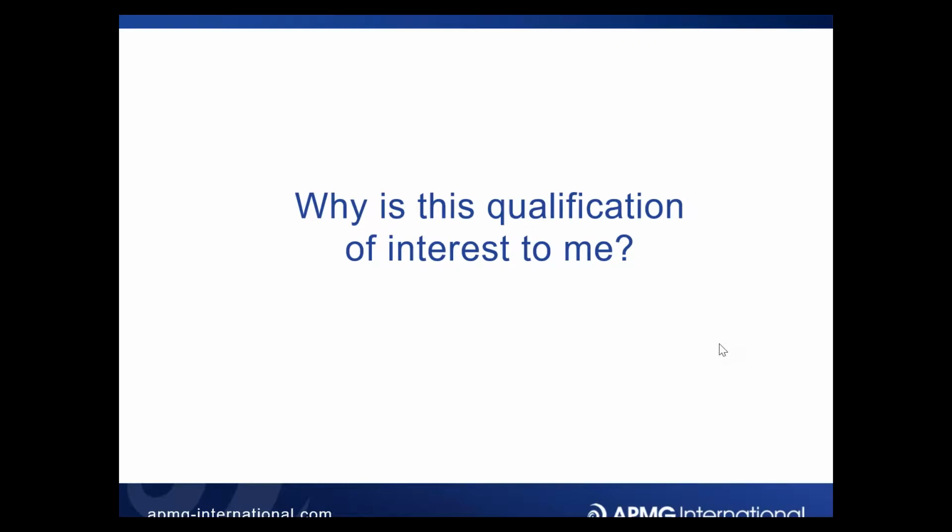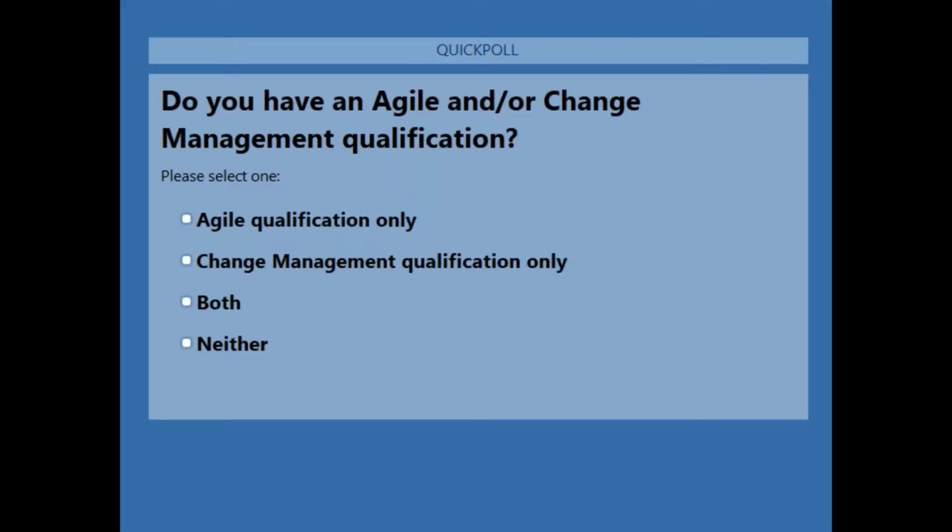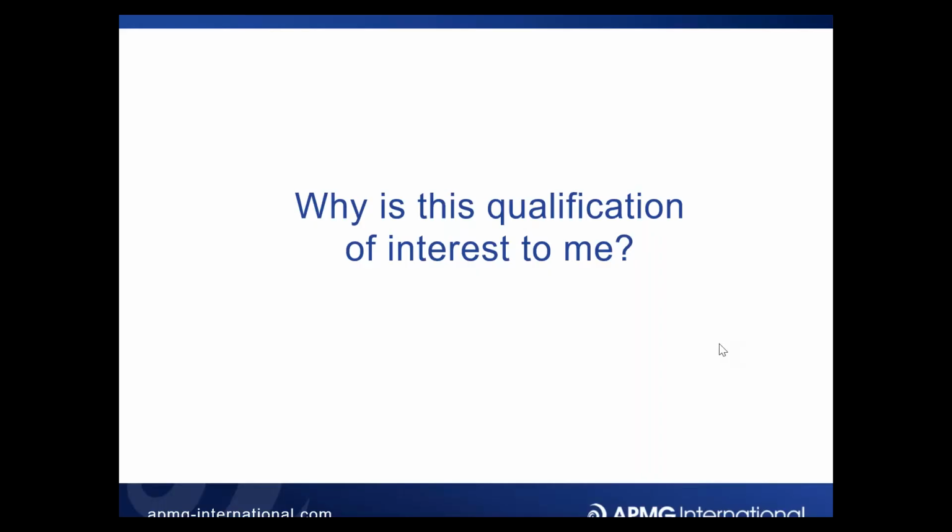And what's the next one? And the next one is about qualifications, which should be on screen now. So do you have an Agile and or change management qualification? So a few options there for you. Okay, and we're around 33-35% Agile only. Oh no, it's changing a bit. It's equal actually, around 30% saying Agile only or change management only. 7% say both, and around 35-40% say neither. Okay, I have no idea how much that adds up to, but I get the general gist. So thank you very much for that.